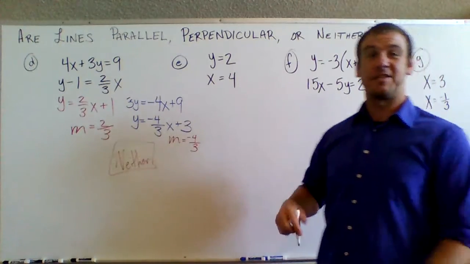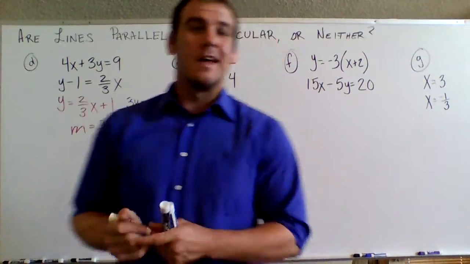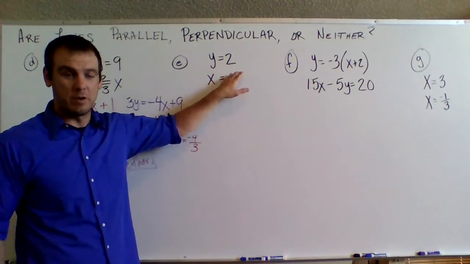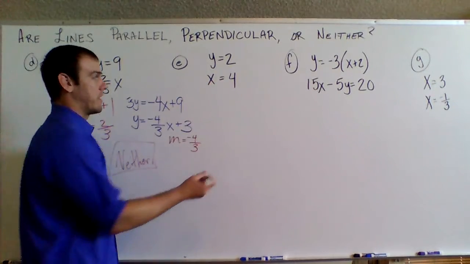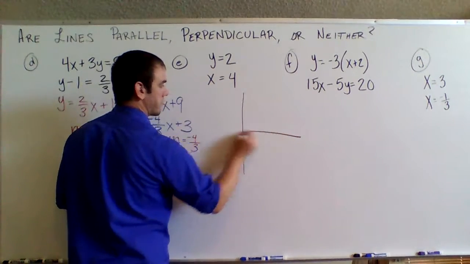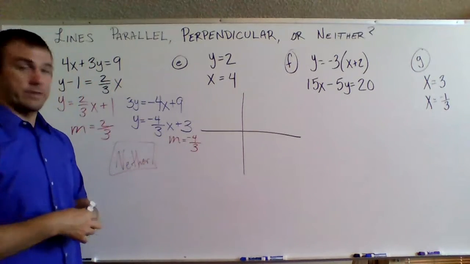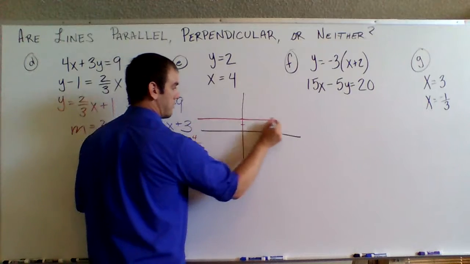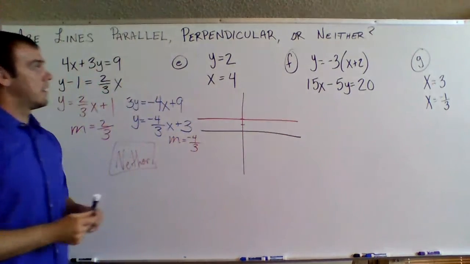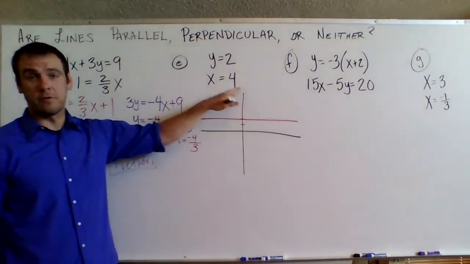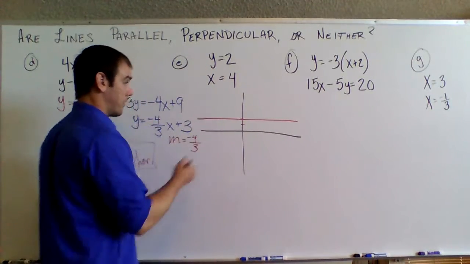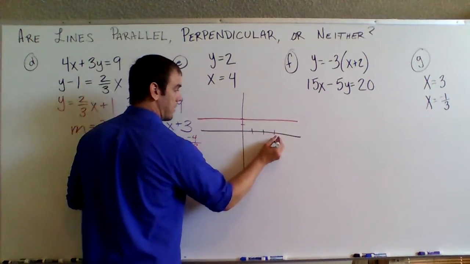Our next one, it's a doozy. It's been a while since we talked about this, but if you just have y equals a number, what that's going to be is a horizontal line. It's going to be a horizontal line at y equals 2, so we go up 2. There you go. On this x equals 4, if you just have x equals a number, it's going to be a vertical line. So a vertical line at 1 and 2 and 3 and 4.